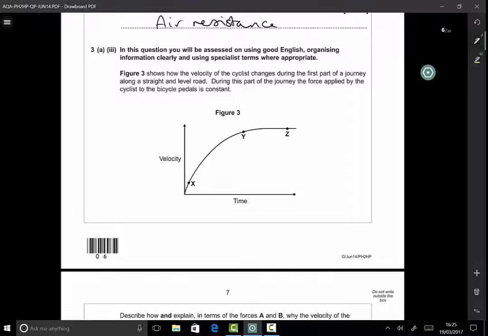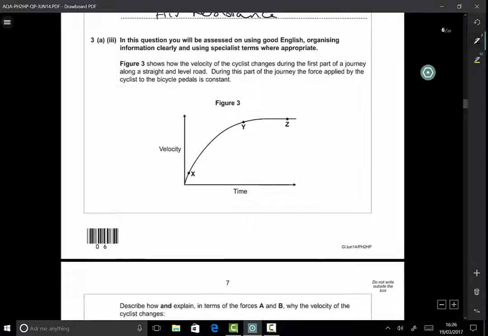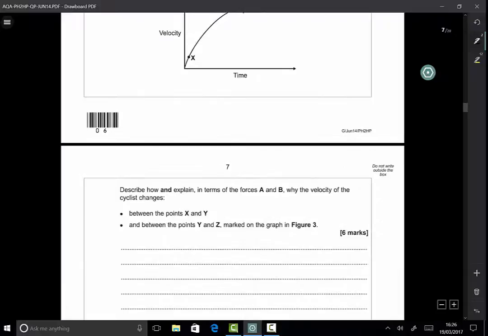Now let's just look at how this velocity is changing. In between X and Y, the velocity is increasing. That means the bicycle is accelerating. But it's increasing at a slower pace the further you go. So it's increasing a lot at first and it's increasing less towards the end. Between Y and Z it starts to flatten out, so we're getting a constant velocity, so no more acceleration. Okay, describe and explain in terms of the forces A and B. So we want to be using ideas about forces, why the velocity of the cyclist changes between these points.